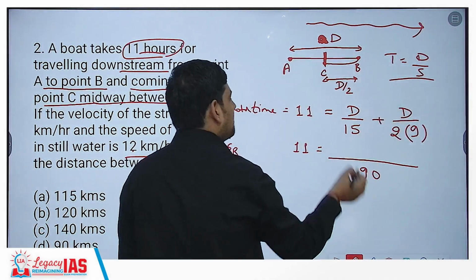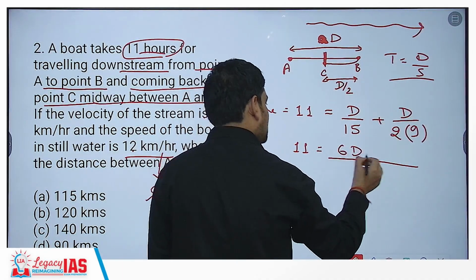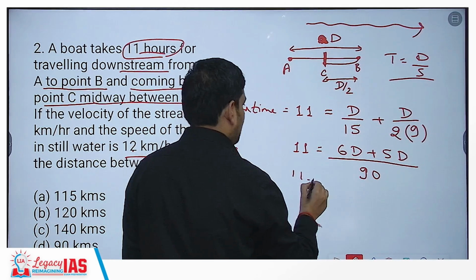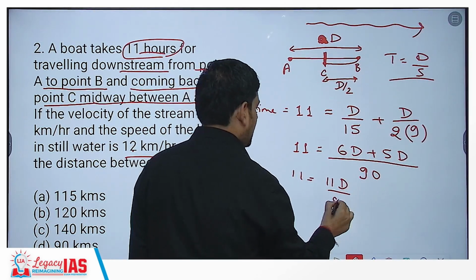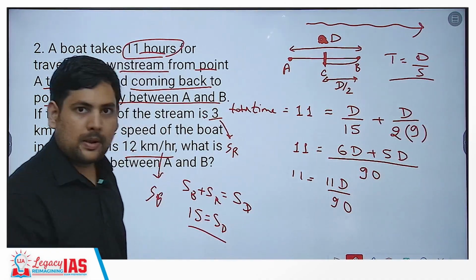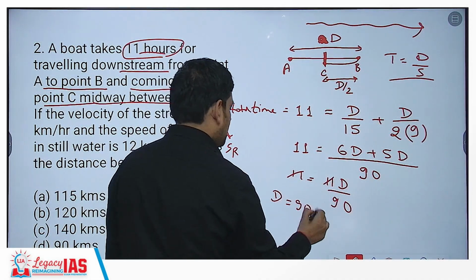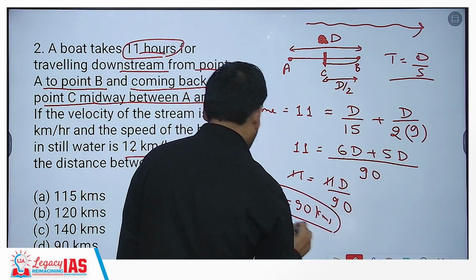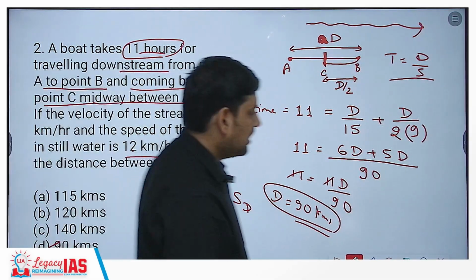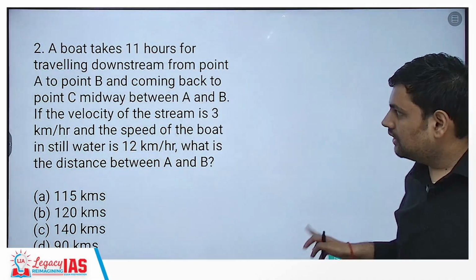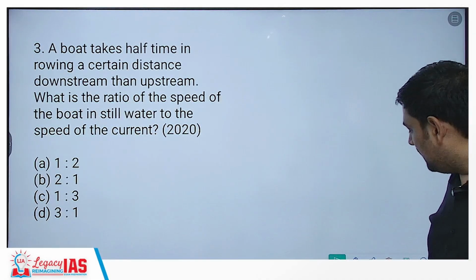Now how many times it went? It went 6 times and this one went 5 times. So this becomes 11 is equal to 11d by 90. Correct? 11 and 11 you can cancel out. What you get? D is equal to 90 kilometers. So D becomes your final answer. Understood? Okay. Then next. This is a previous year question.